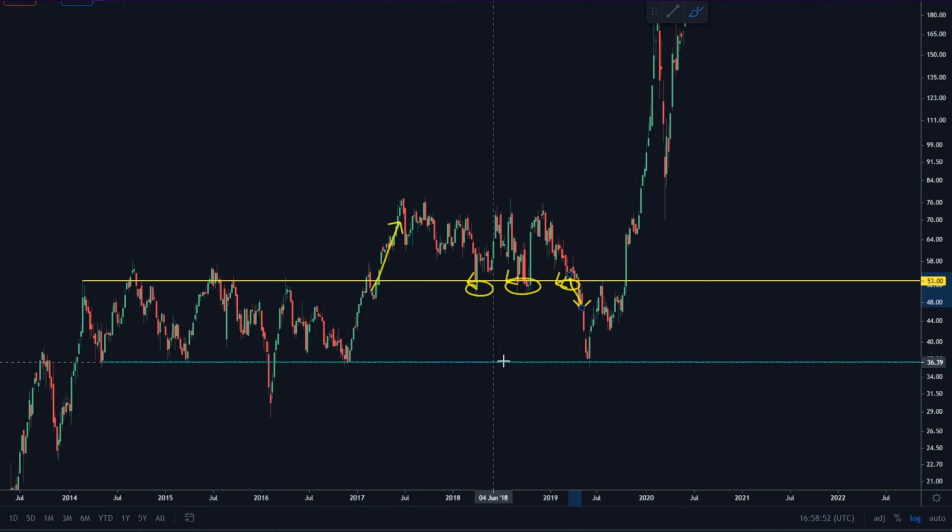And we moved down to our support level in here. After that, price moved up again. Where did we reject? Our resistance again, here. Before coming back down, making a higher low, and then pushing above.